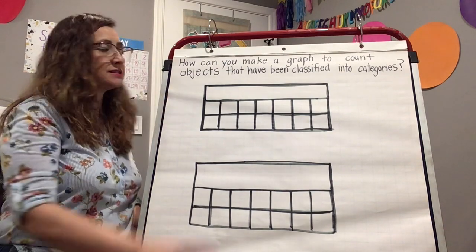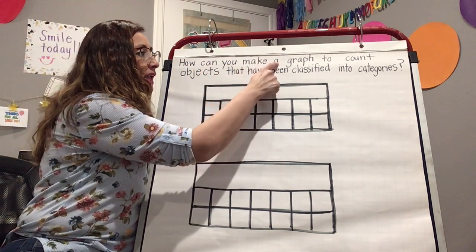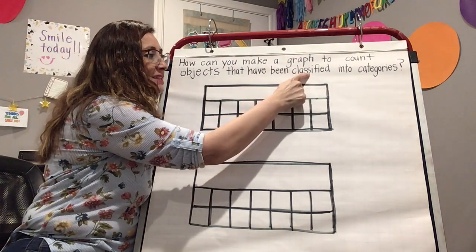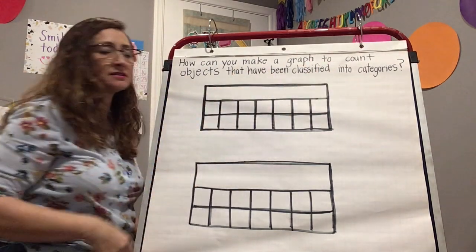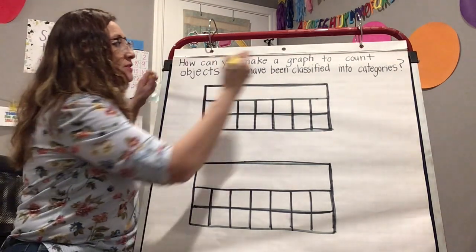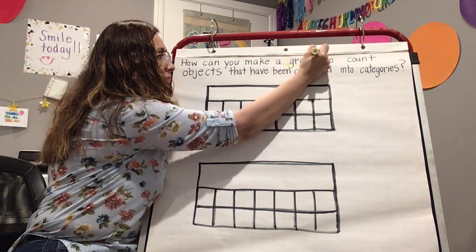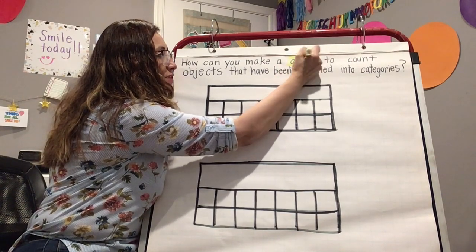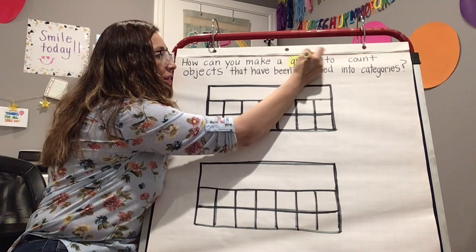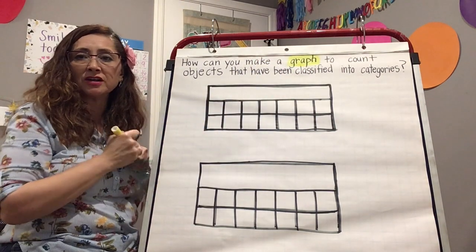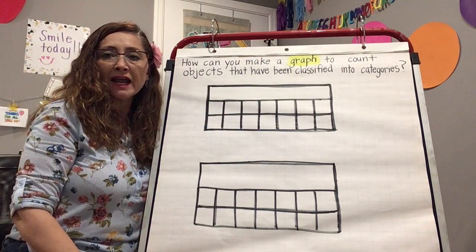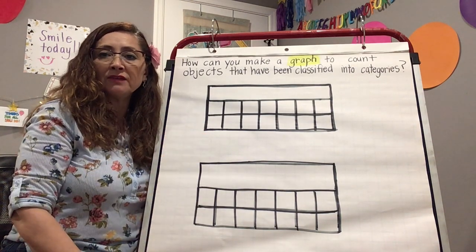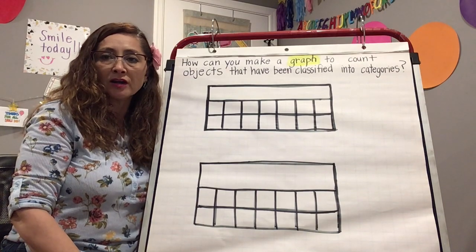Okay, boys and girls, let's take a look at our essential question for today. Our question reads, how can you make a graph to count objects that have been classified into categories? So today we're going to talk about this word, graph. A graph, boys and girls, is a chart that helps us write down or organize the information that we are learning.